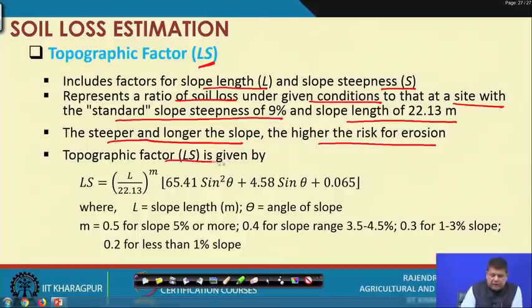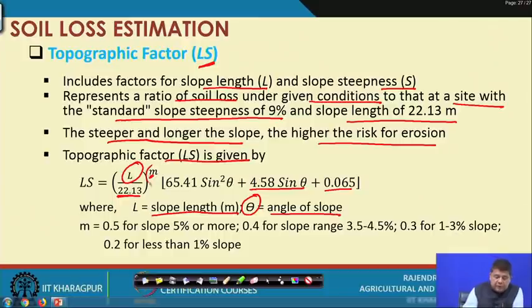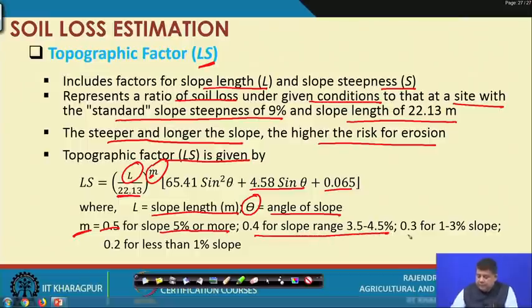And the topographic factor can be estimated using this equation, that is LS equals L by 22.13, remember, this is the standard length of the USLE plot, to the power m, times 65.41 sin square theta plus 4.58 sin theta plus 0.065, where L is the slope length in meters and theta is the angle of slope. And this exponent m depends on the slope. So, it is taken as 0.5 for slope 5% or more, 0.4 for slope range 3.5 to 4.5%, 0.3 for 1 to 3% and 0.2 for less than 1%.